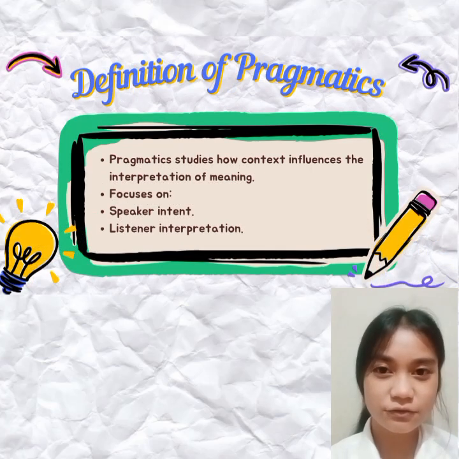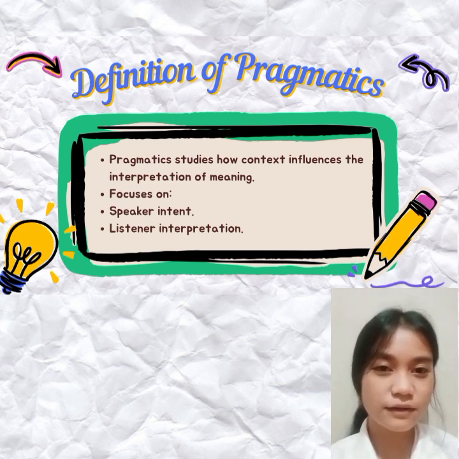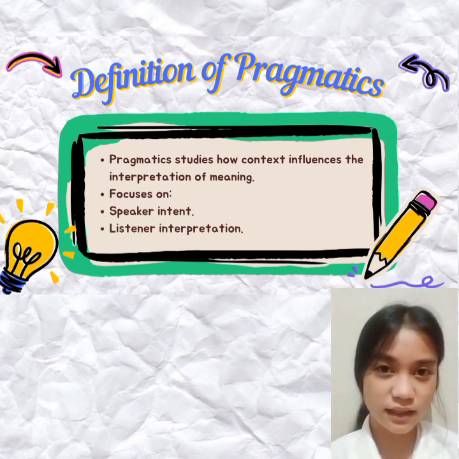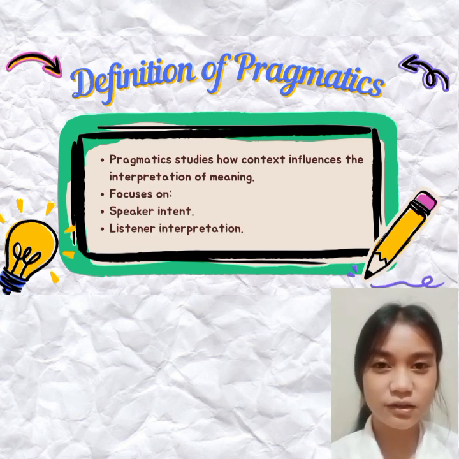In contrast, pragmatics focuses on how context influences meaning. In communication, what speakers mean is not always the same as what is literally said. For example, if someone says, "It's really hot here," they might be indirectly asking you to turn on the fan or air conditioner depending on the situation. That's what pragmatics is about: understanding the speaker's intended meaning based on the context of the conversation.